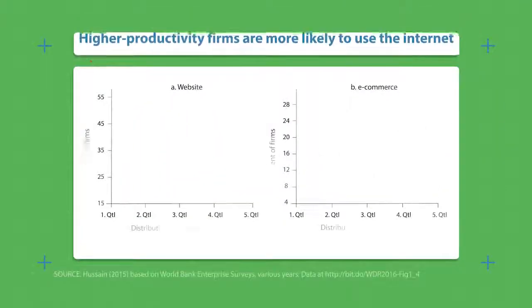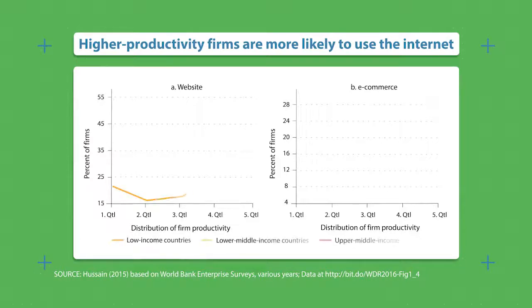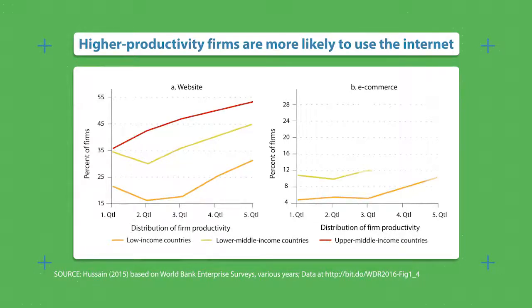Interestingly, more productive firms are more likely to adopt the internet and use it more intensively. The percentage of firms having a website and selling or buying goods or services online tends to increase with firm productivity in all country income groups.